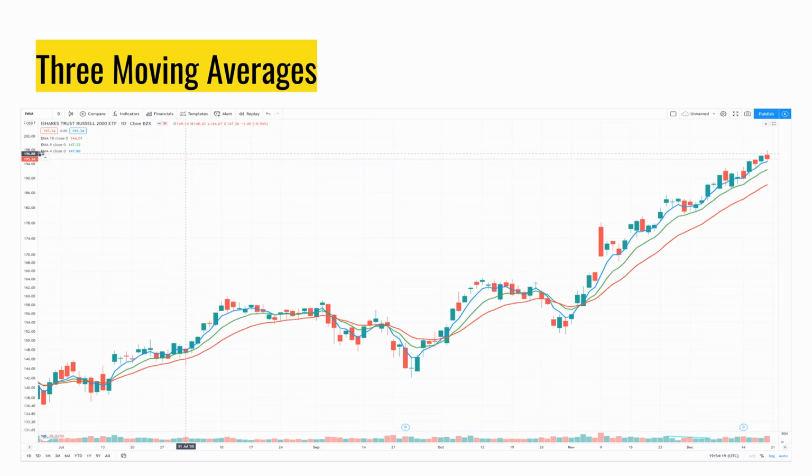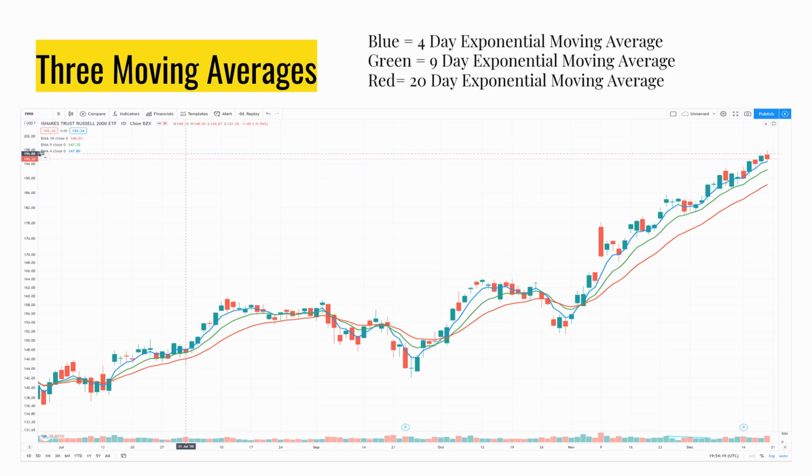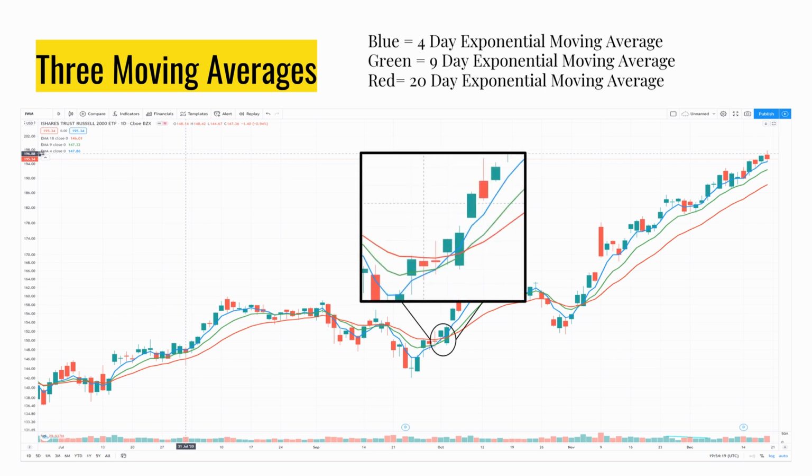Let's now apply what we learned to the IWM. The blue line represents the 4-day exponential moving average, the green line represents the 9-day exponential moving average, and the red line represents the 20-day exponential moving average. Let's zoom into this area. Here we see the 4-day moving average move above the 9-day moving average. We then see the 4-day moving average move above the 20-day moving average. At this point, this would be our buy signal. Our confirmed buy signal will be when the 9-day moving average crosses above the 20-day moving average.